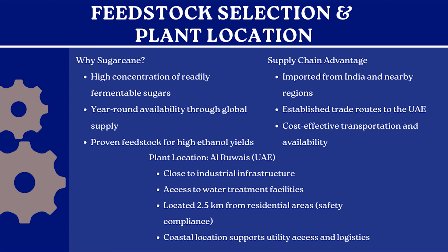It is imported from India and nearby regions like Vietnam and Egypt. There already are established routes between the UAE and India for sugarcane trade. That makes it more cost-effective in transportation and availability than its alternatives. The plant location chosen was in Al Ruwais, UAE. This was due to the close proximity of the industrial infrastructure, access to water treatment facilities, and its strategic location, being 2.5 kilometers away from residential areas, which makes it good for safety compliance. The coastal location also supports utility access and logistics.